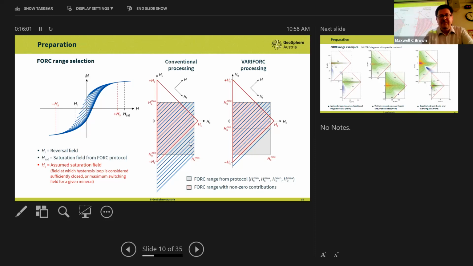Okay. The lower left part of the FORC diagram is not containing useful information, but it must be covered by measurements when you use conventional processing. So you need to measure a lot of curves that do not have any function. So if you use processing software that does not require a rectangular area to be covered by measurements, like VariFORC, you can spare these measurements, keeping in mind that the region of interest is this triangular region here.